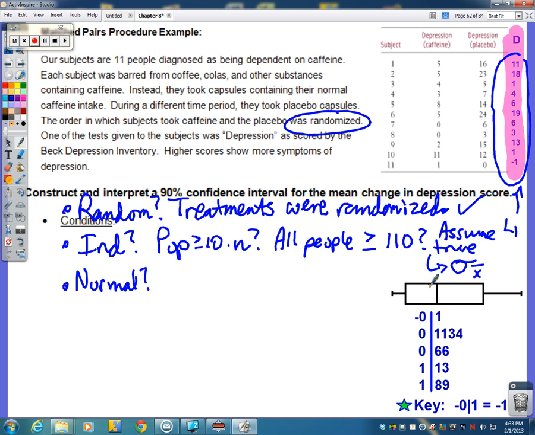Now, is there some skewness present? Yes, there is some skewness present. This is much longer than this from the median there. Is it strong skewness? I would have to say not. I would classify that not as really strong skewness.